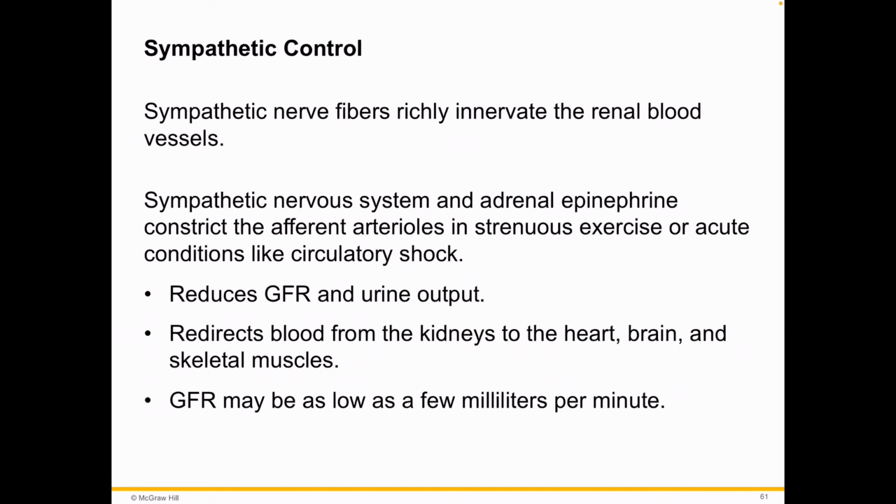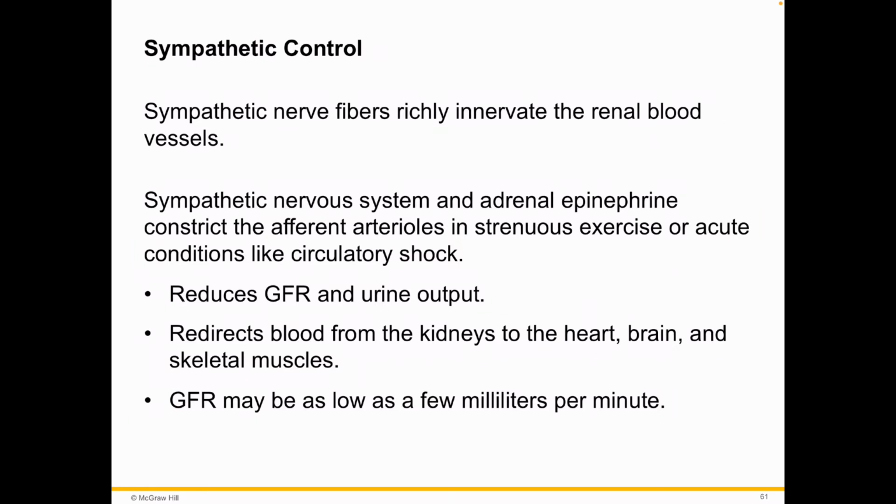Sympathetic control. Sympathetic nerve fibers are going to innervate the renal blood vessels, right? So sympathetic is what? It's going to give us fight or flight type stuff. And it's going to be important because adrenal epinephrine, which is going to wake us up, make us want to commit to the fight or flight. And the adrenal glands are located, remember, on the superior portion of the kidney. So the adrenal epinephrine is going to constrict the afferent arterioles, and it's going to act like a little bit of a shock. It's going to slow down circulation in there.